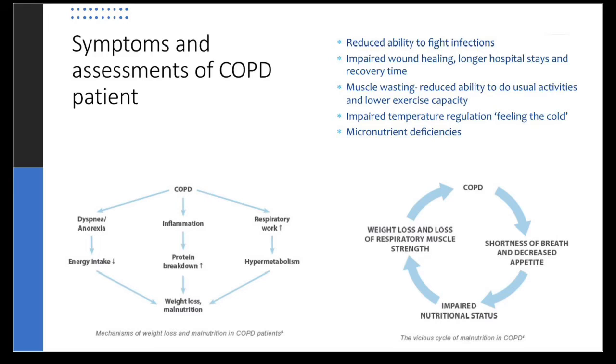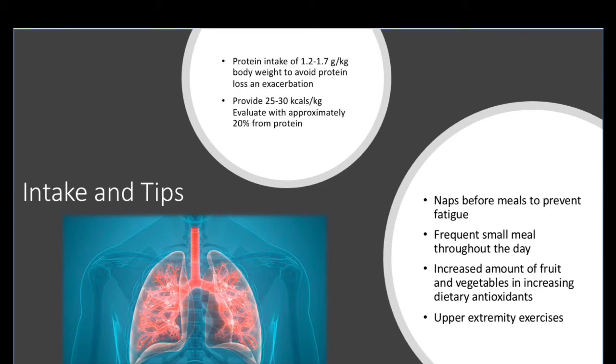Since breathing requires more energy, the respiratory muscles need to generate a larger force to expand the thoracic rib cage, and that increases the resting energy expenditure, also known as hypermetabolism. Maintaining optimal energy balance in individuals with COPD is essential in order for them to preserve weight, lean body mass, and a general well-being. Adequate intake of protein is between 1.2 and 1.7 grams per kilogram of body weight.